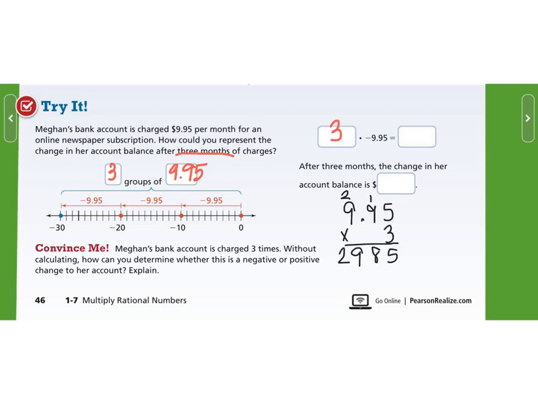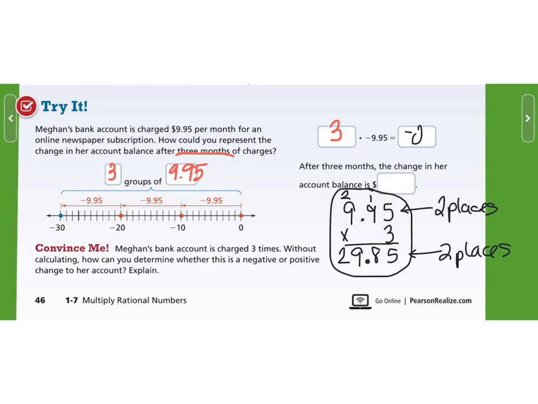To solve this problem, we need to multiply $9.95 times the 3 months that Megan was charged. Here is the computation that happens when you multiply that decimal times 3. Note that there are 2 decimal places in your number, which means there should be 2 decimal places in your answer. So the decimal point goes right here between the 9 and the 8. Since these are amounts that she was charged, the total amount taken out of her bank account is $29.85, which is represented by a negative $29.85.